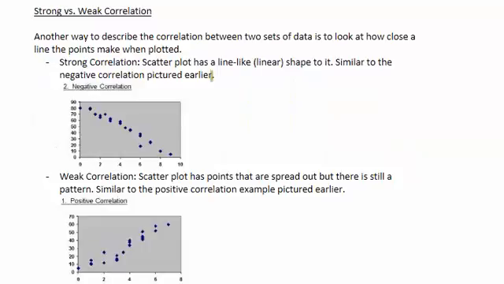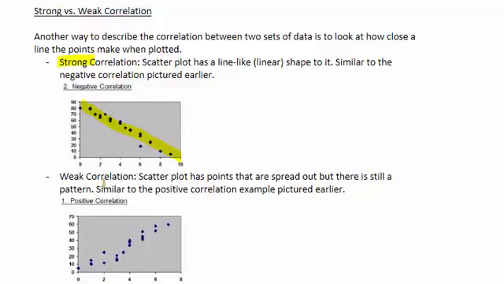So another way to describe a correlation between two sets of data is to look at how close to a line the points make when plotted. A strong correlation is a scatter plot that has a line-like or linear shape to it, similar to the negative correlation pictured earlier. So this would be a strong correlation because they are very linear. They look like they form a line.